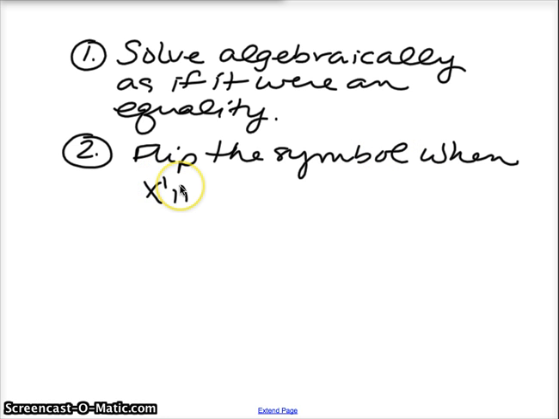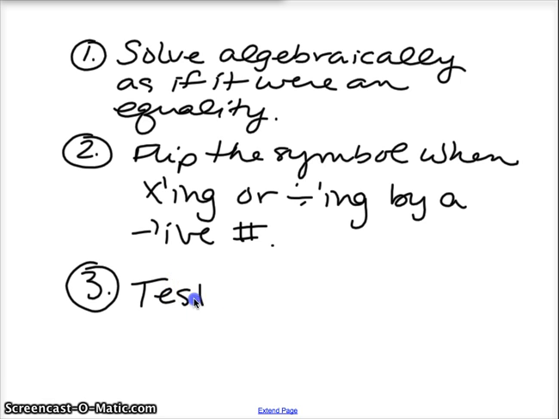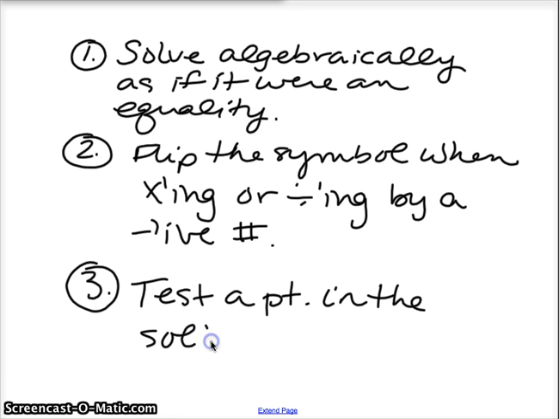when multiplying or dividing by a negative number. You guys are going to get used to my notation. Number 3, you're going to test a point in the solution set. And you're going to hope that that gives you a true statement. And if it gives you a false statement, you should definitely recheck your work.